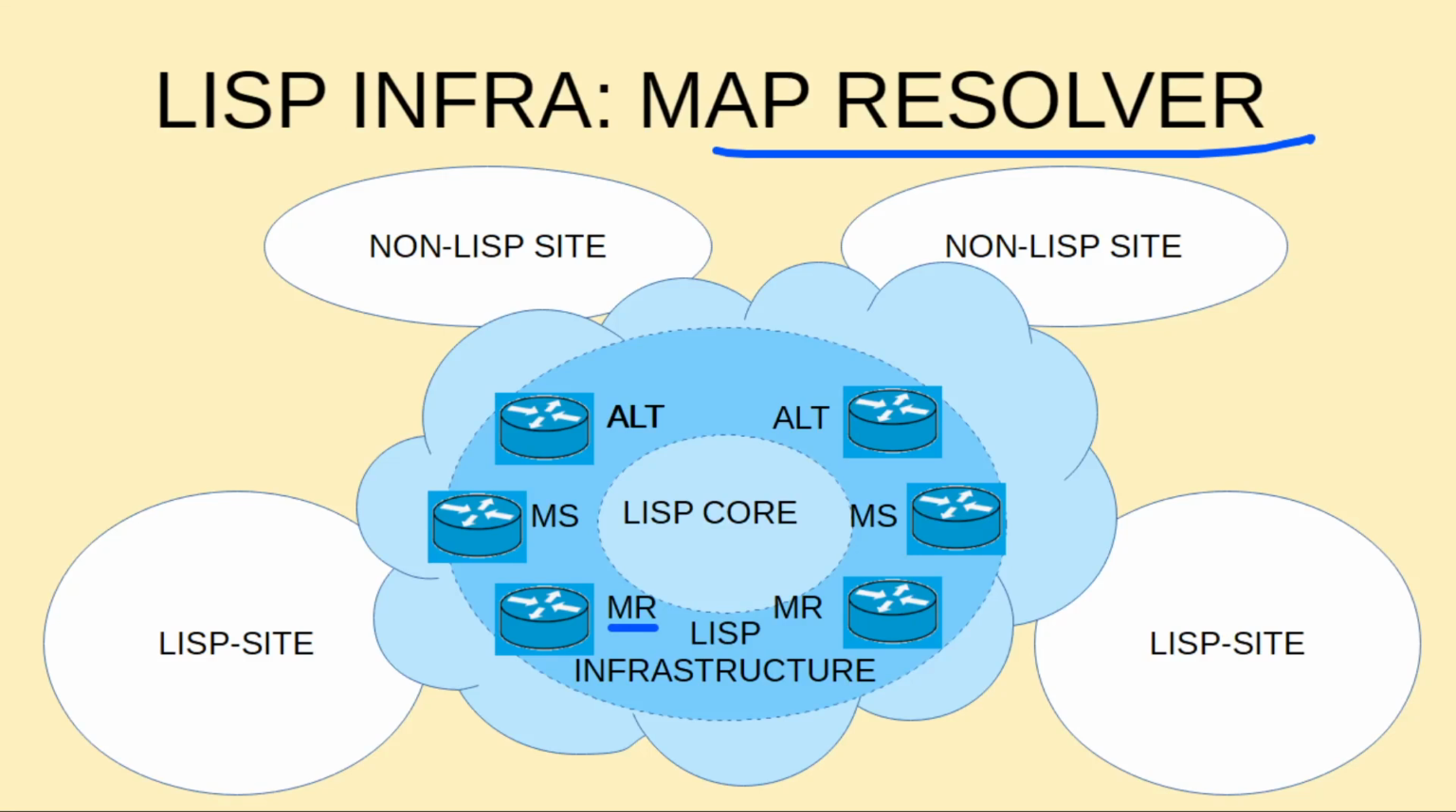Next, we have the map resolver. The map resolver is the device that is going to answer the question, what is the location of a certain ID? So, in other words, all the devices within the LISP deployment are going to ask the map resolver what is the RLOC that corresponds to a certain endpoint ID. You may have more than one map resolver if you need redundancy.